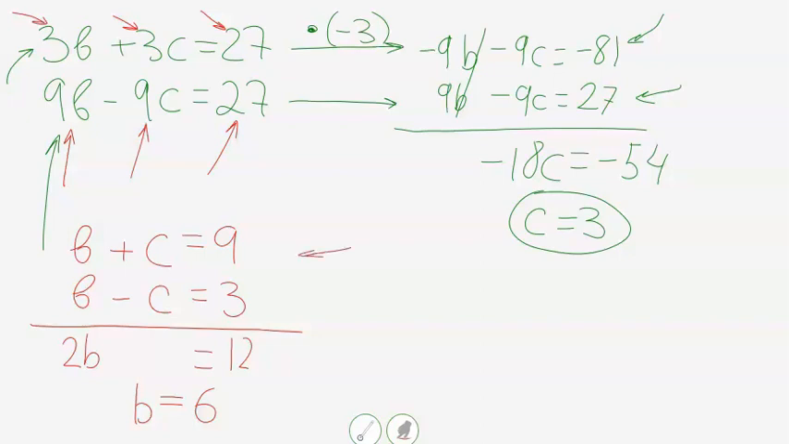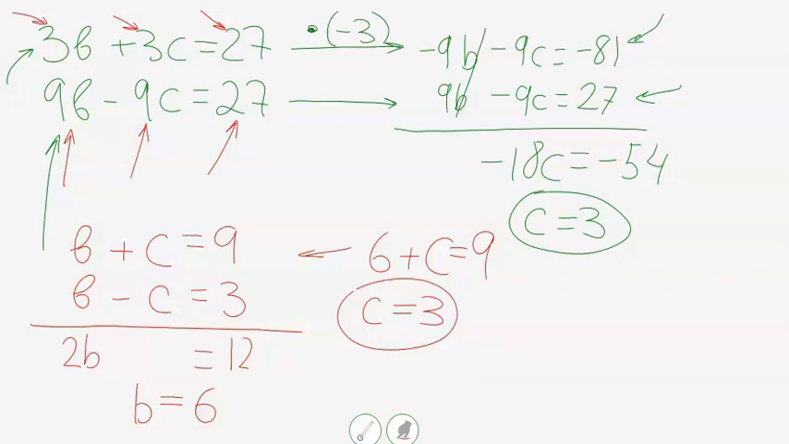So let's say I want to use the first equation. I will write 6 instead of b: 6 plus c equals 9, and I can find c is 3 very quickly. So if you notice that coefficients in the equations can be divided by the same number, use it. It makes your life easier.